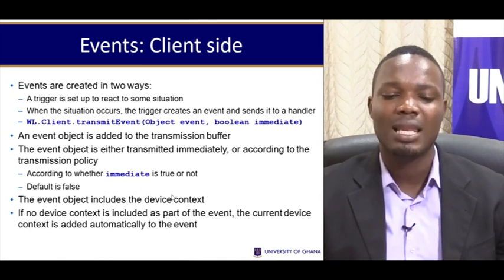Then the WL client.transmit event accepts that event and then quickly processes it. Now an event object is added to the transmission buffer. The event object is either transmitted immediately or according to the transmission policy.